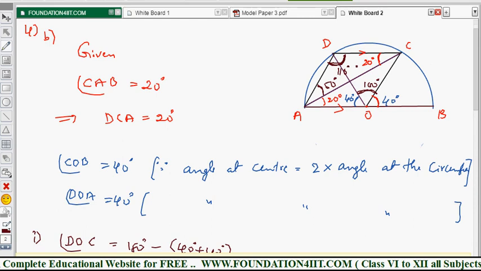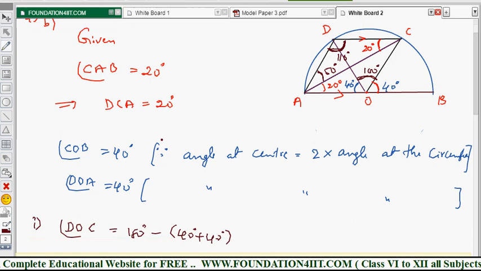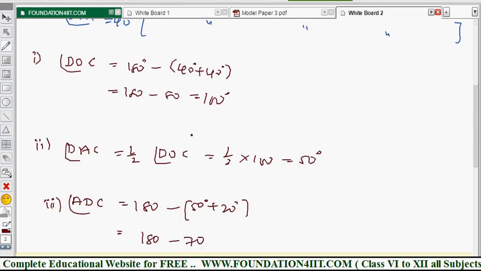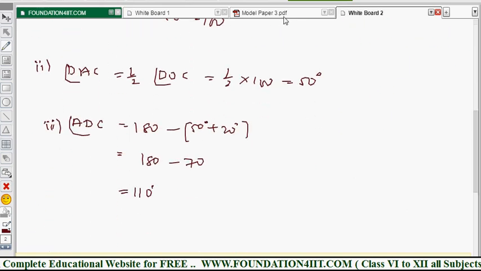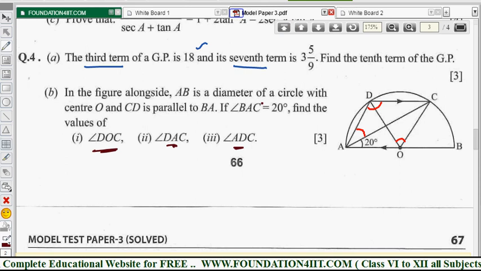We used only three properties. One is that the angle subtended at the center is double the angle subtended at the remaining part of the circle. The sum of the angles in a triangle property we applied, and parallelogram properties. Okay, that's all about this. These are the four angles. So one is 100, second is 50, and third is 110. And let us see the next one.